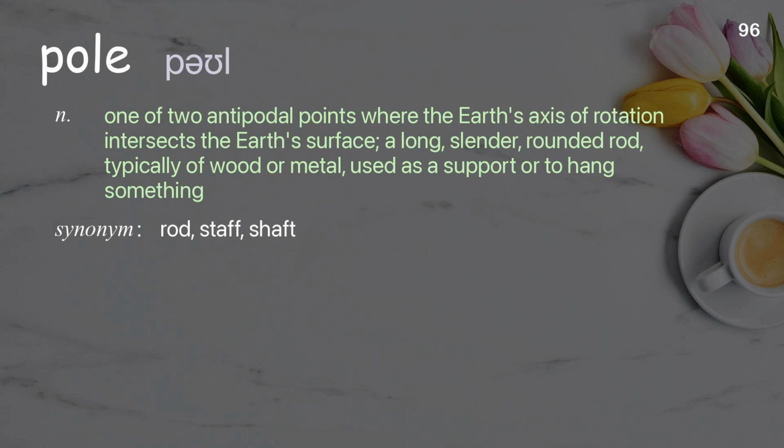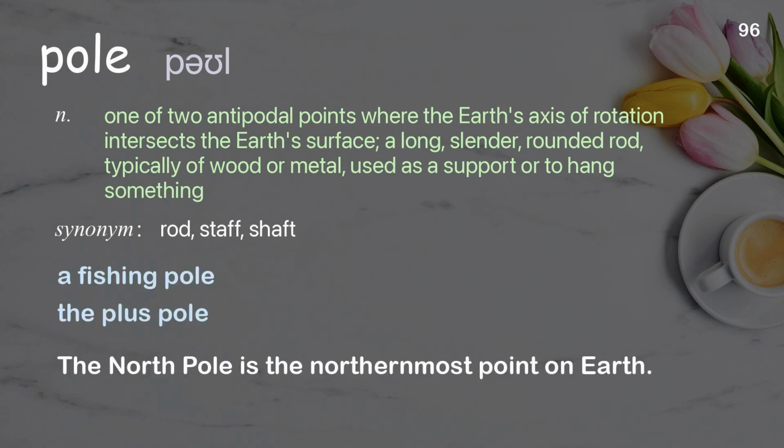Pole: one of two antipodal points where the Earth's axis of rotation intersects the Earth's surface, a long, slender, rounded rod, typically of wood or metal, used as a support or to hang something. Examples: A fishing pole. The plus pole. The North Pole is the northernmost point on Earth.